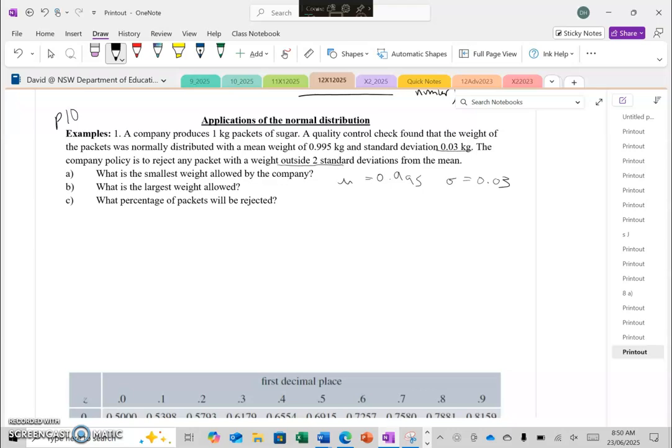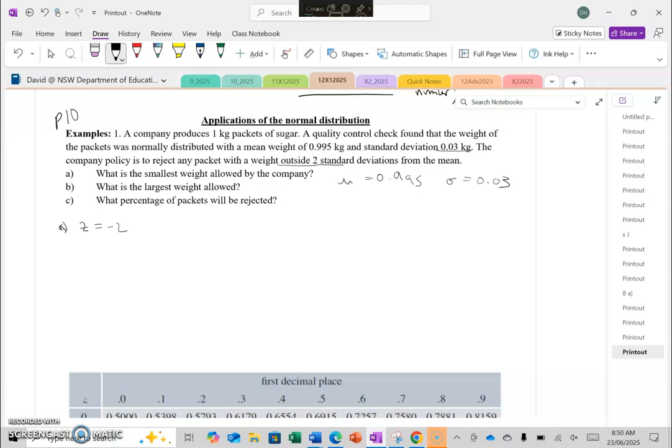So basically we're going to reject if we have a z-score of less than -2 and reject if we have a z-score of more than 2. So what's the smallest weight allowed by the company? Well, that would represent the z-score of -2.